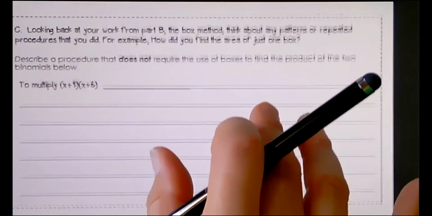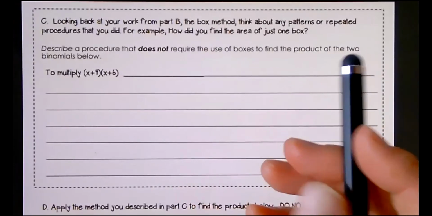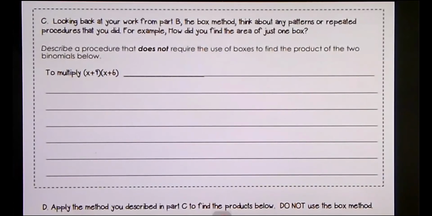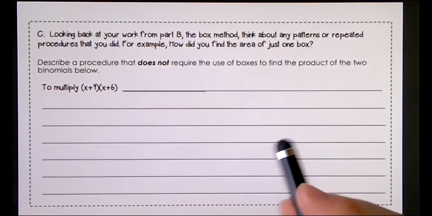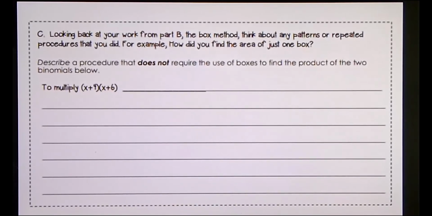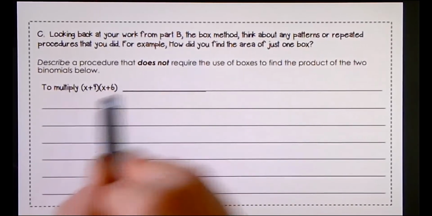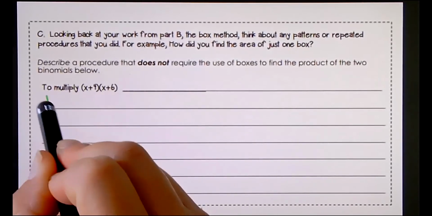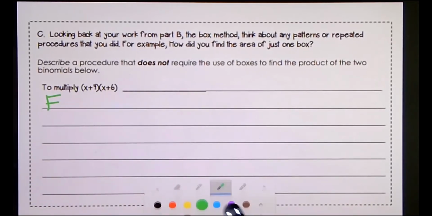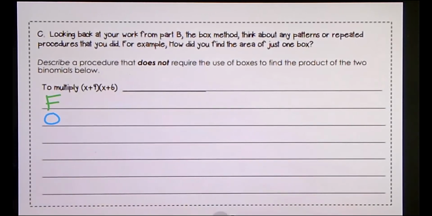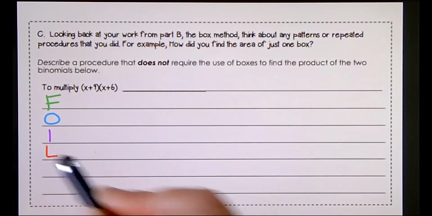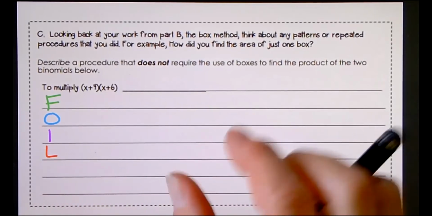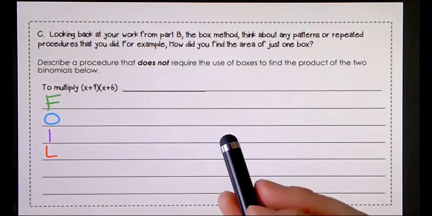On this one, it was asking us if we notice another method. So here I'm going to write out what we just were doing. Again, on this we can use the method FOIL, okay? So first, outer, inner, last.